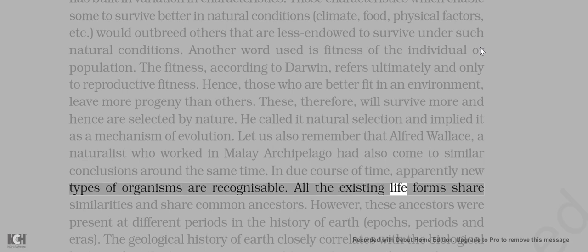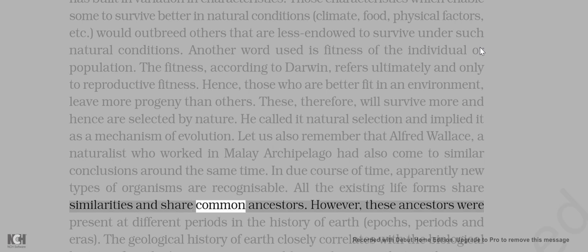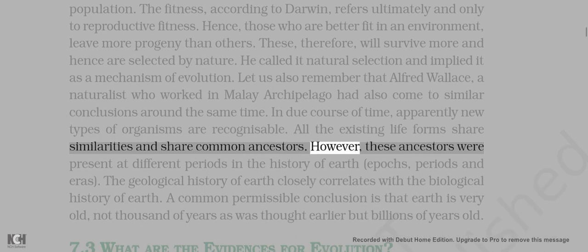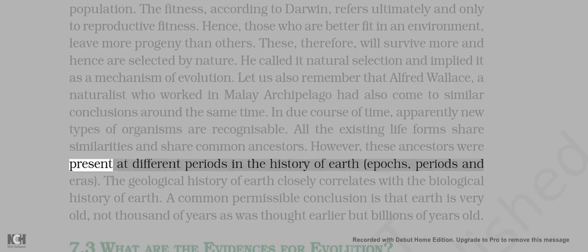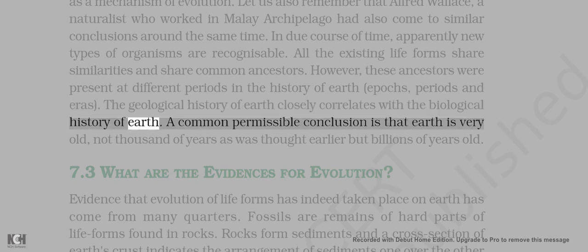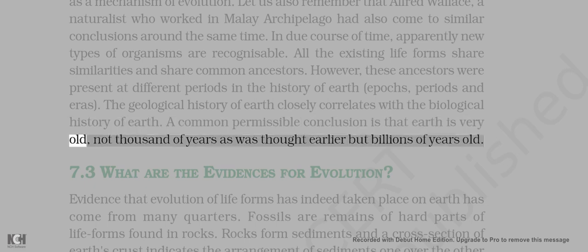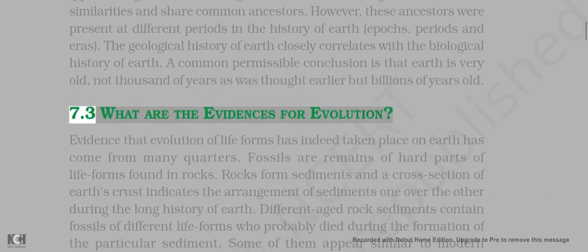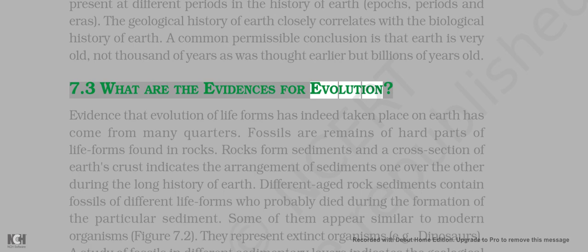All the existing life forms share similarities and share common ancestors. However, these ancestors were present at different periods in the history of Earth, epochs, periods, and eras. The geological history of Earth closely correlates with the biological history of Earth. A common permissible conclusion is that Earth is very old, not thousands of years as was thought earlier, but billions of years old. 7.3 What are the evidences for evolution?